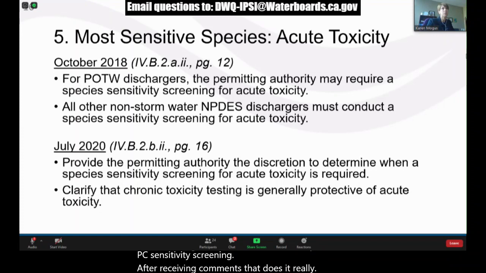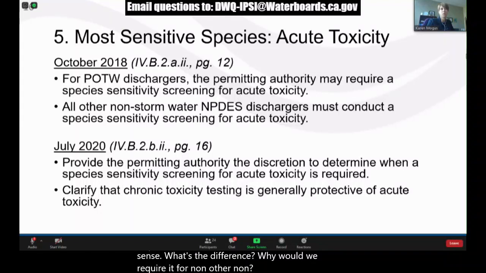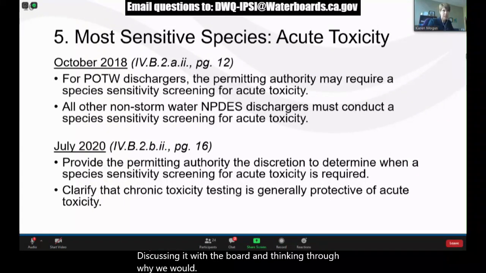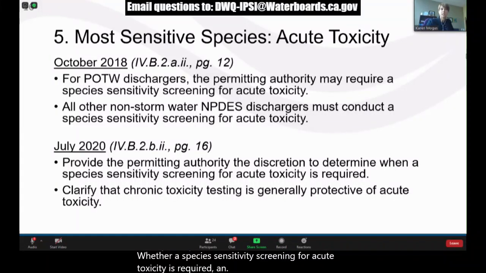After receiving comments asking, does this really make sense? What's the difference? Why would we require it for other non-stormwater NPDES dischargers but allow discretion for POTWs? And after discussing it with the board and thinking through why we would have that difference, we decided it didn't make sense. And so we have made the change to provide discretion for all dischargers to determine whether a species sensitivity screening for acute toxicity is required. And we clarified that chronic toxicity tests and effluent limitations are generally more protective of acute toxicity.